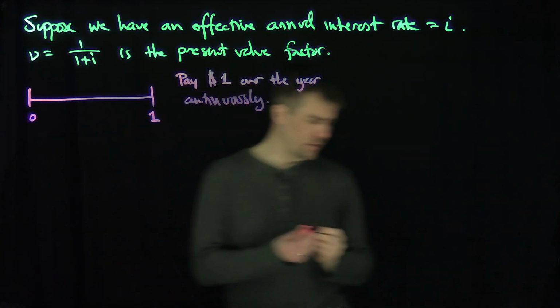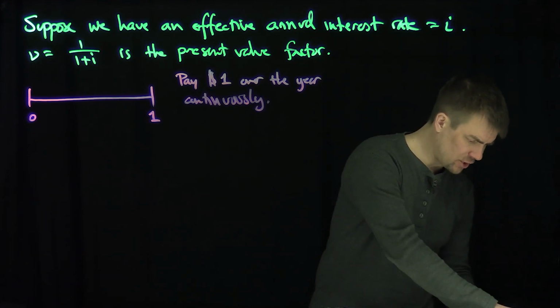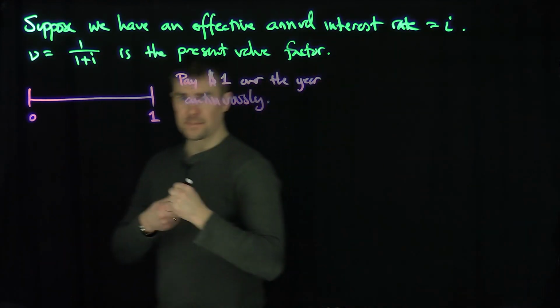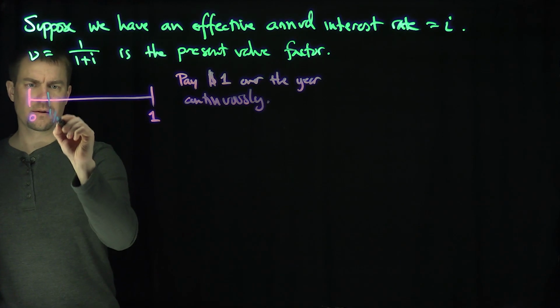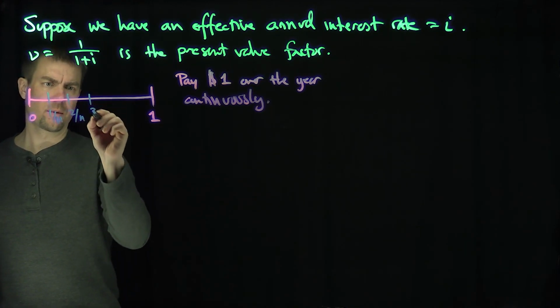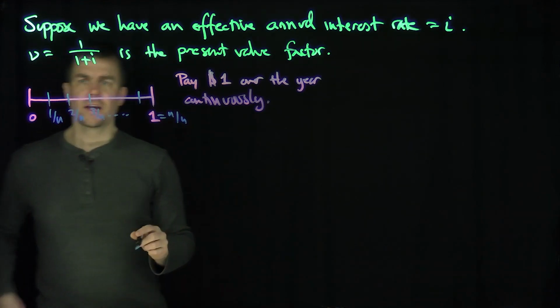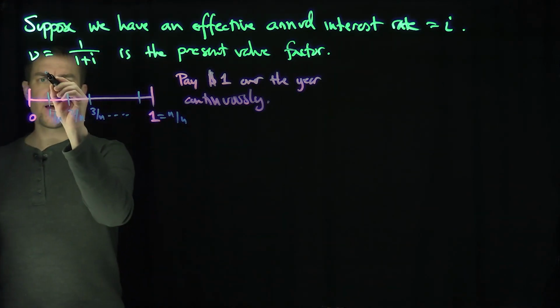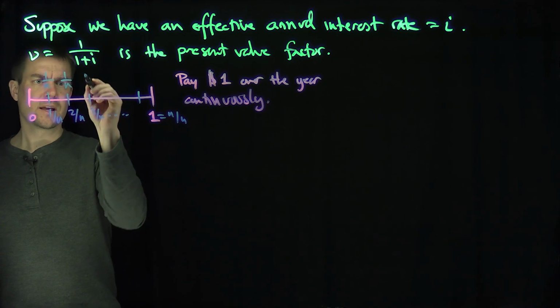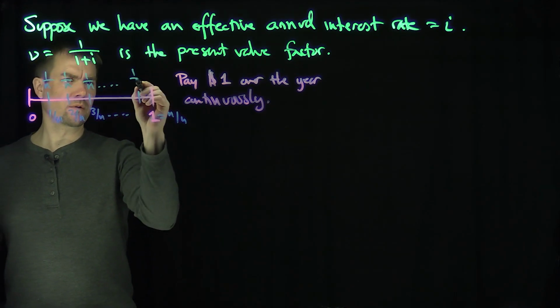And so what I'm going to do is the following. I'm going to partition this interval 0 to 1 into n pieces. So here's time 1 over n, 2 over n, 3 over n, all the way down to n over n. And then I'm going to give 1 over n dollars at each of these locations.